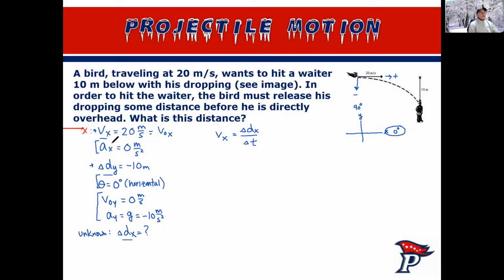Now, what's the one thing that's missing from what I've written down? Well, time, t. There's no x and there's no y there. So the first step to any of these problems is probably going to be to find time before you can find dx. And again, remember, time is the one thing that can go between our x and our y equations.